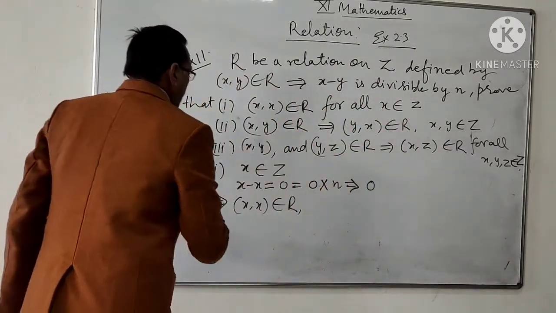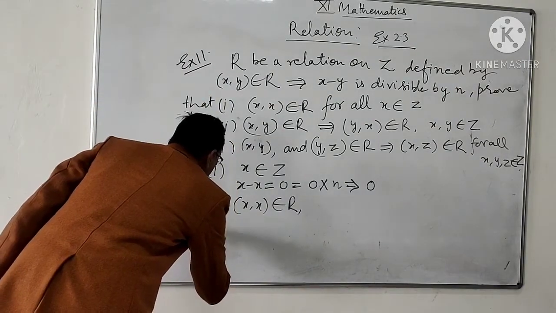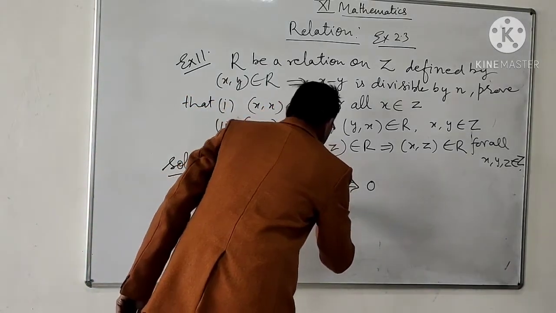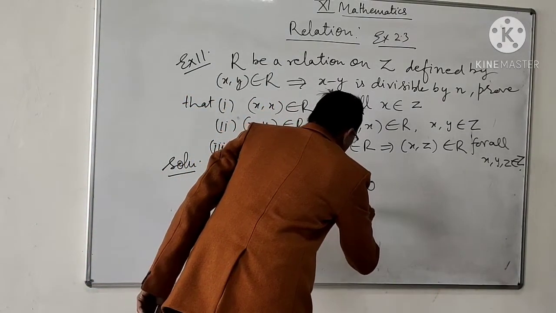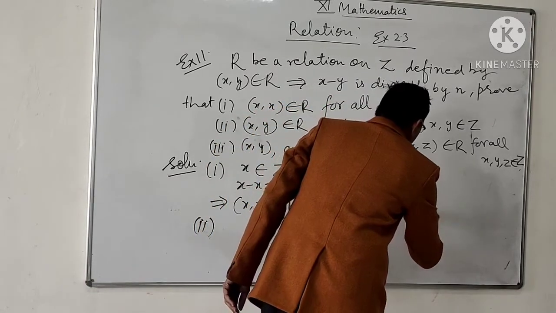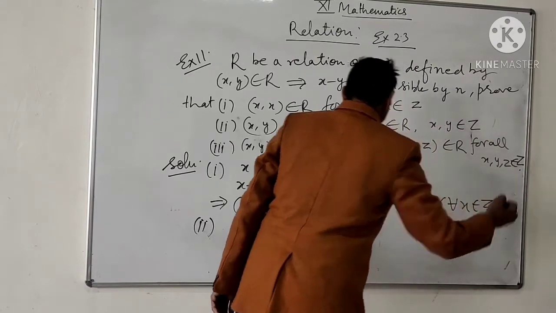And in the second part, we will write some more language. Hence, (x, x) belongs to R for every x belongs to Z.